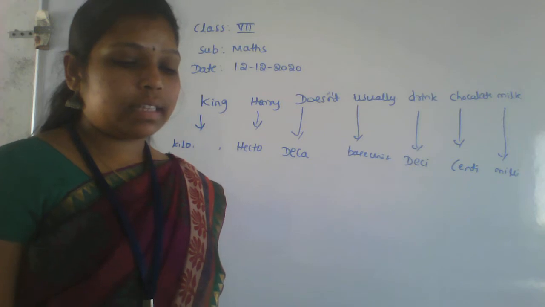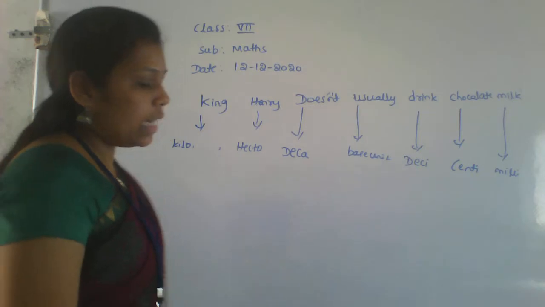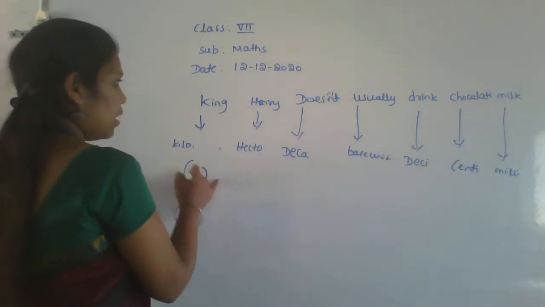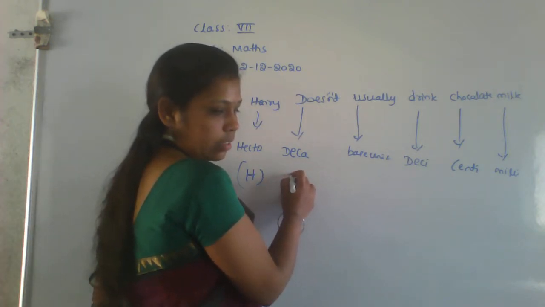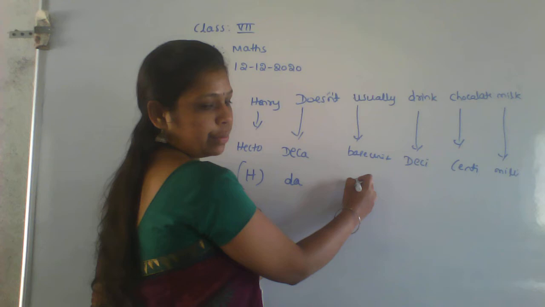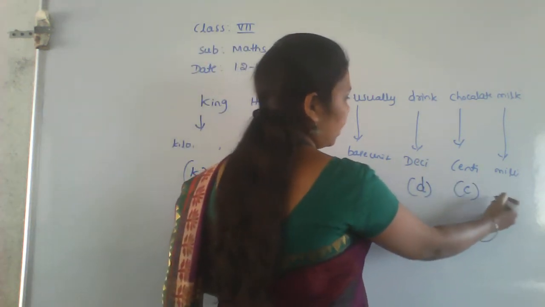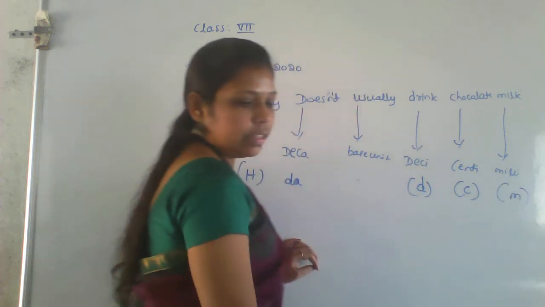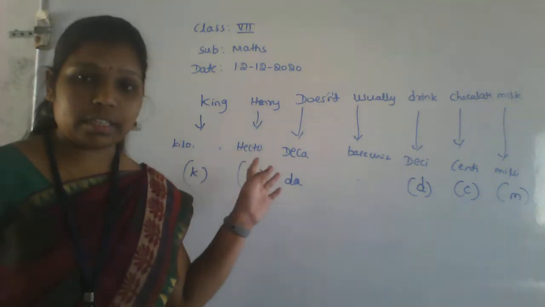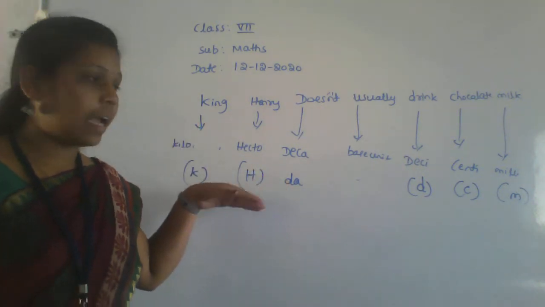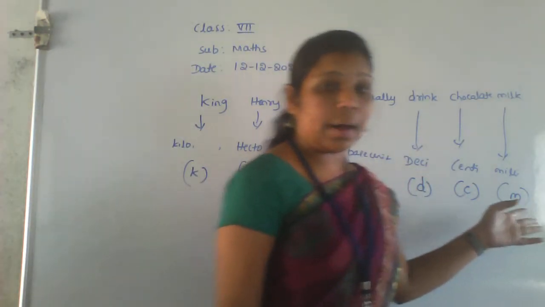Okay, so this is the conversion of units in the metric system, and it is denoted by symbols. For kilo it is K, hecto is H, and deca is DA. Yes, it is DA, and the base unit has nothing. Deci means D, centi means C, and milli means M. So these are the notations for the units: kilogram, hectogram, decagram, decigram, centigram, milligram, like that.